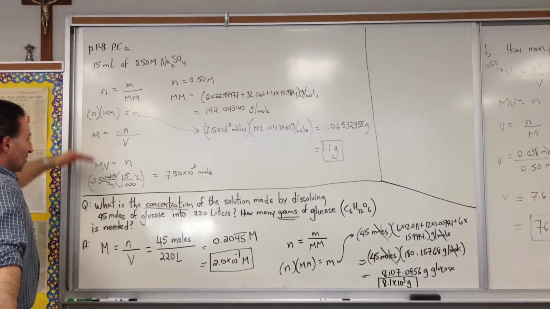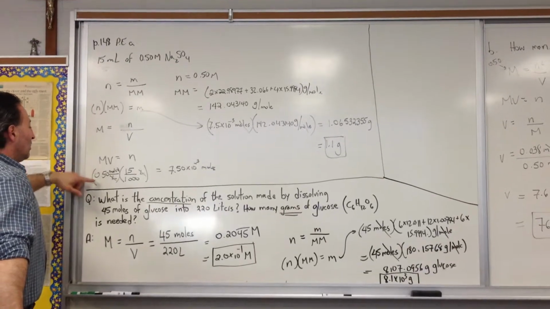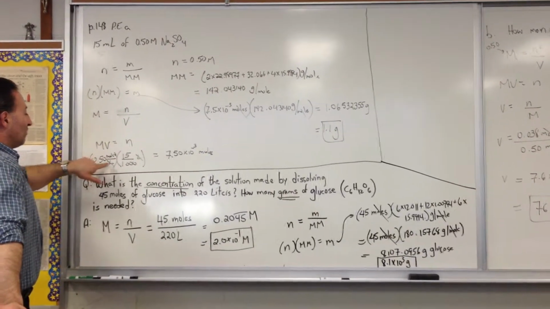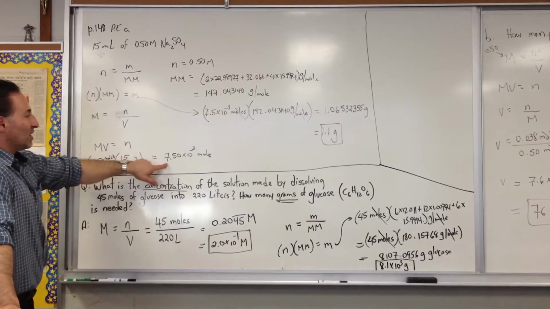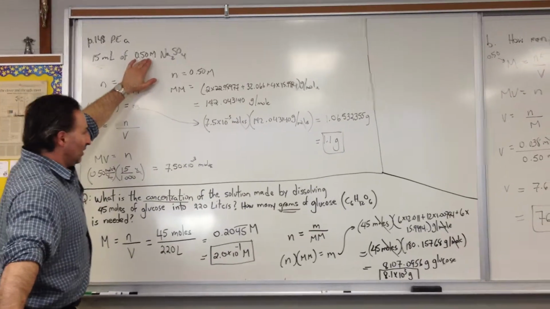Okay, so we use this equation, we rearrange it to solve for the number of moles, and the concentration is 0.5 molar. The sample size is 0.015 liters, so it tells us that we have 7.5 times 10 to the minus 3 moles of sodium sulfate.